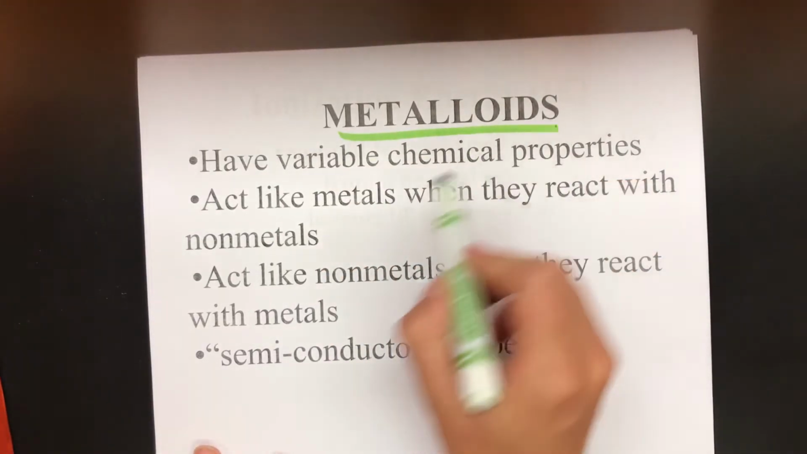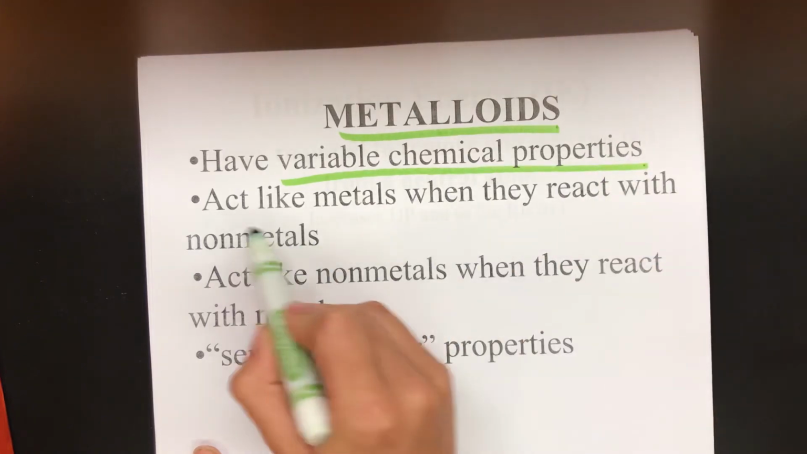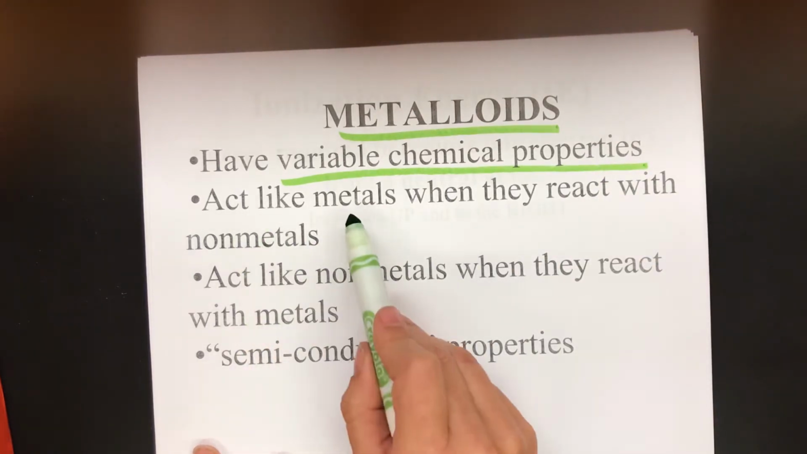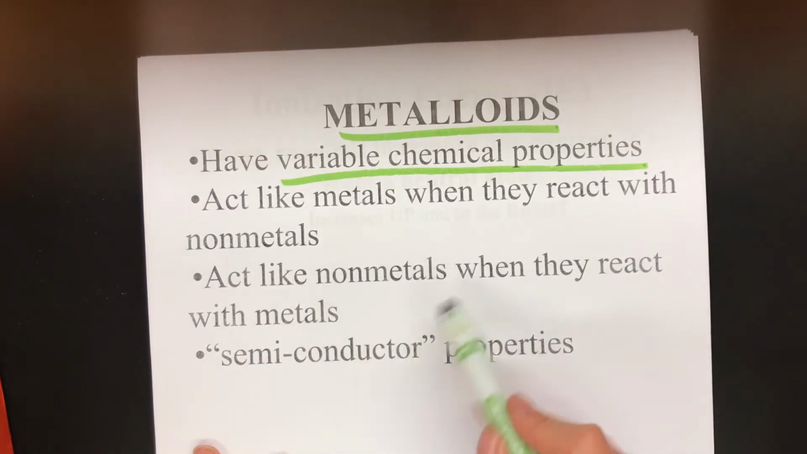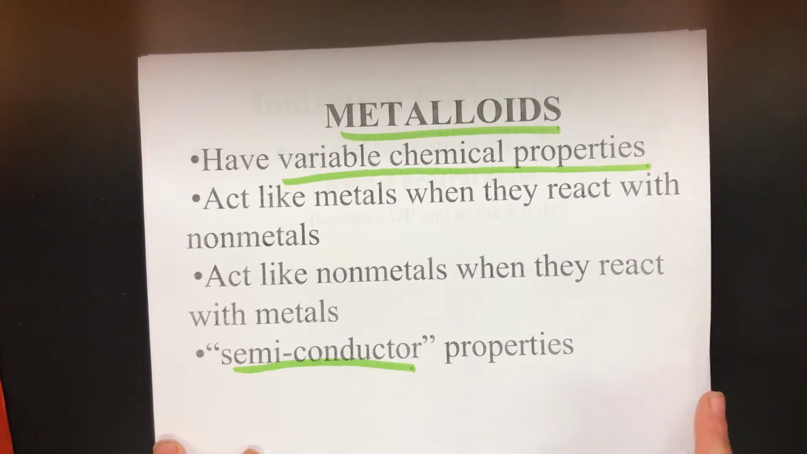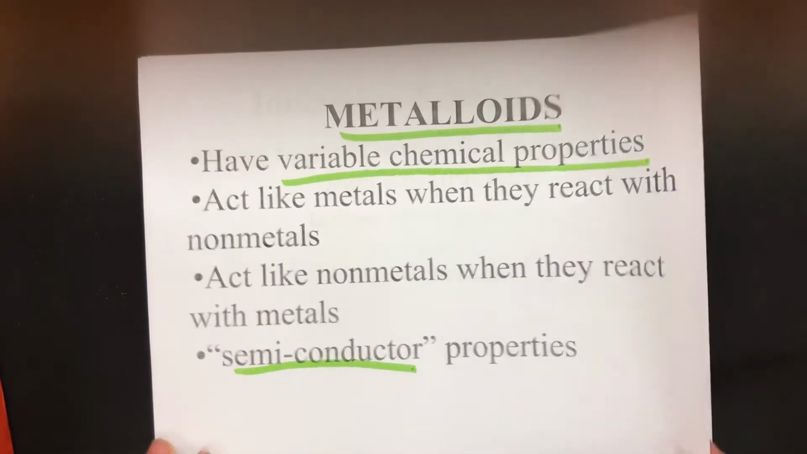Metalloids have variable properties. They can act like metals or nonmetals. They act like metals when they react with nonmetals, and then vice versa the other way. They have semiconductor properties, meaning they can kind of conduct electricity, but not really.